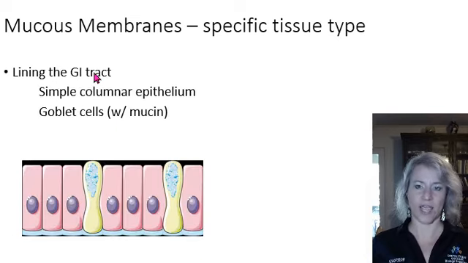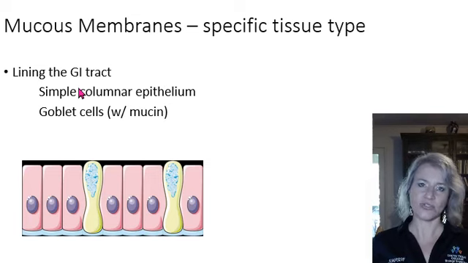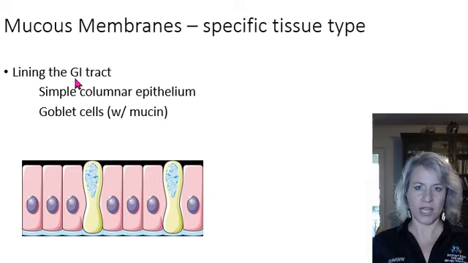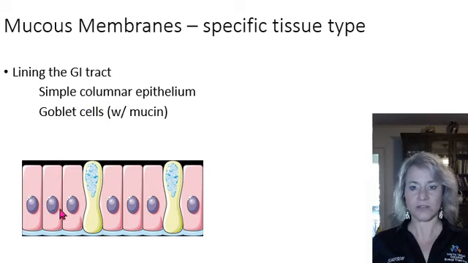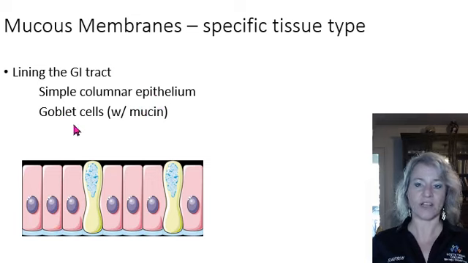Now in the GI tract, it is a different tissue. GI stands for gastrointestinal. So that's the stomach, small intestines, large intestines. The GI tract is a different kind of tissue, okay? It's going to be simple columnar epithelium. Simple means one layer of cells, just one layer of cells. Columnar are column-shaped cells. They're not the squamous scale-like cells. They're column-shaped cells. And occasionally you'll have a goblet cell.